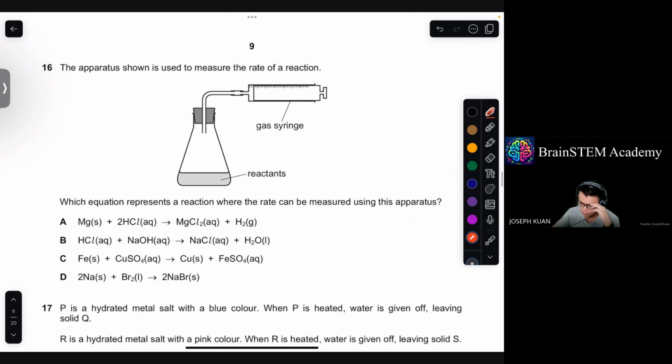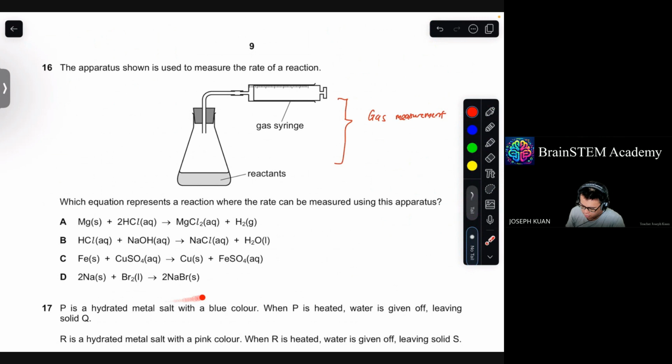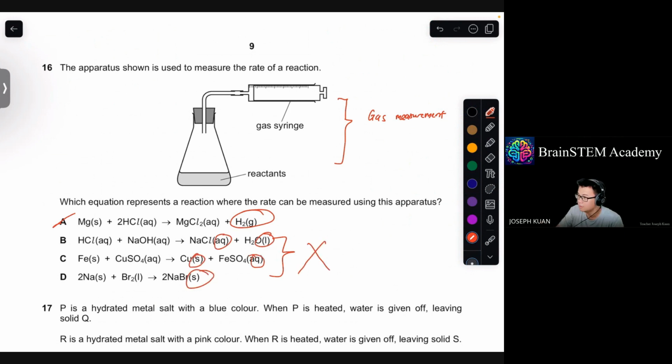16. The apparatus shown is used to measure the rate of a reaction. Which equation represents a reaction where the rate can be measured using this apparatus? So this is a gas measurement setup. All you need to do is check whether the products have gases or not. So the only answer is A. This one produces a gas, which means that you can use this particular setup. The other 3 options, as you can see, don't have gases in the products. All right, so remember, use a gas syringe for measuring gases.